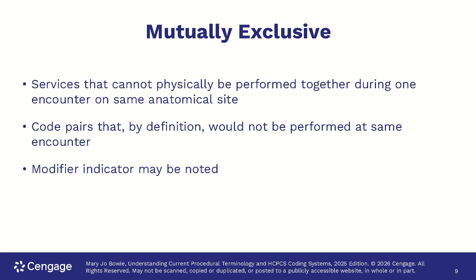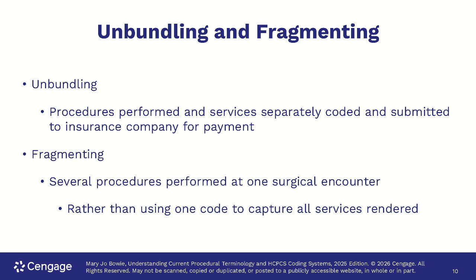And then mutually exclusive are services that cannot physically be performed together during one encounter on the same anatomical site. And so on the edits, you'll see what are known as mutually exclusive code pairs. In some instances, they can be reported together, but as I mentioned, a modifier is required. So those pairs, by definition, would not be done at the same time. So now let's transition into two terms that you'll need to know, which are unbundling and fragmenting.